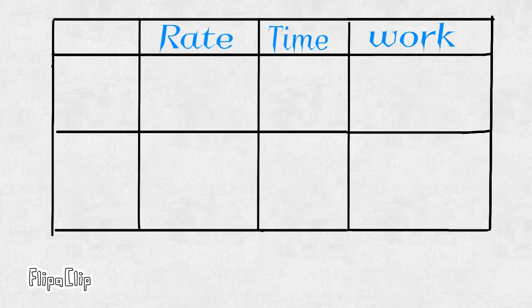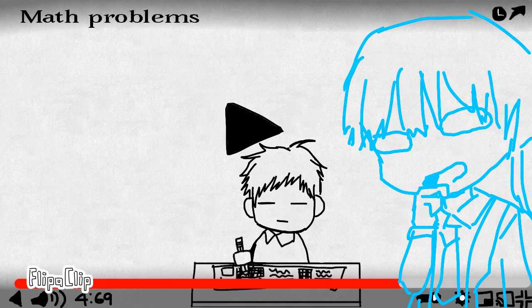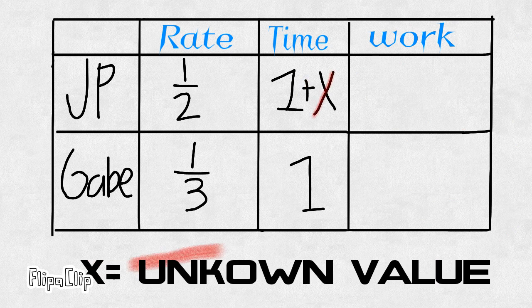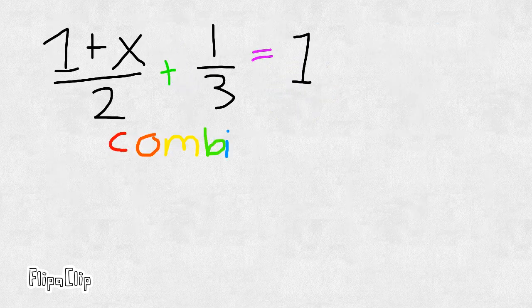We put the table. Then the given is 2 hours for JP, 3 hours for Gabe, and together they work for 1 hour. What about the missing time that JP spends finishing solving on his own? That's why we will add plus x in JP's time, because it is an unknown value. So we multiply the rate, the time, and then we get the work. Only multiply the numerator, okay? We add both of their work together and that is equals to 1 job.